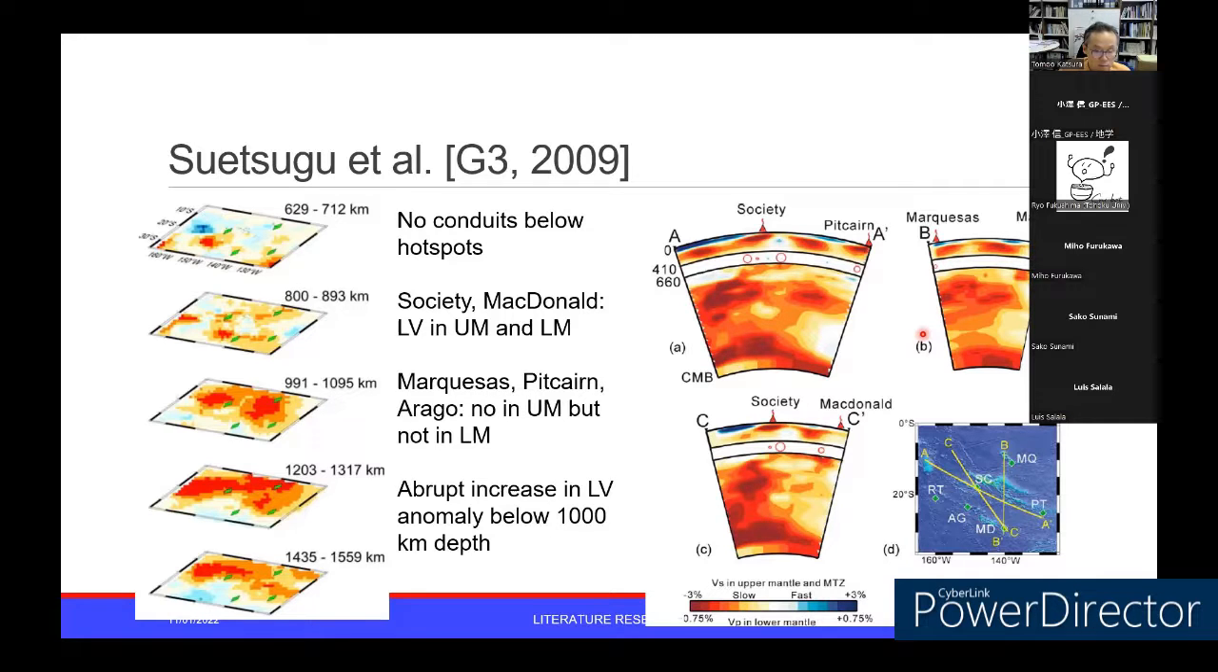And below Society Island or McDonald Island, low velocity zones in the upper mantle and lower mantle, but, sorry. No, this is not wrong. Correct. But anyway, there are very strong low velocity zones in the lower mantle, but their connection with hotspots is unclear. The low velocity seems to suddenly appear below 1,000 kilometer depth.